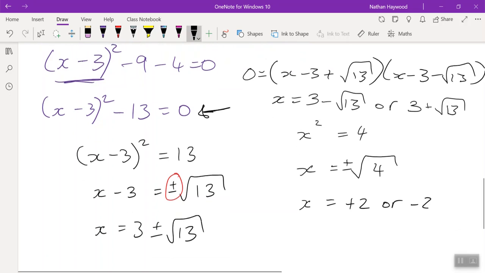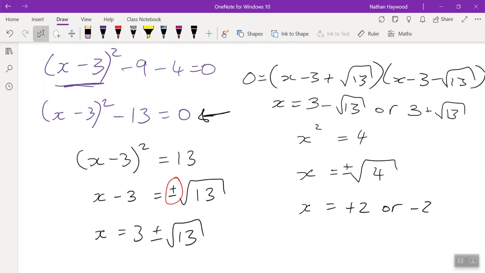Okay, so two different ways. You pick the way that works for you, either this one or this one. Okay? As long as you get the same answer.